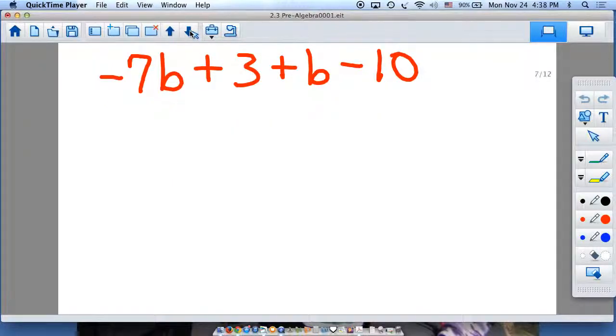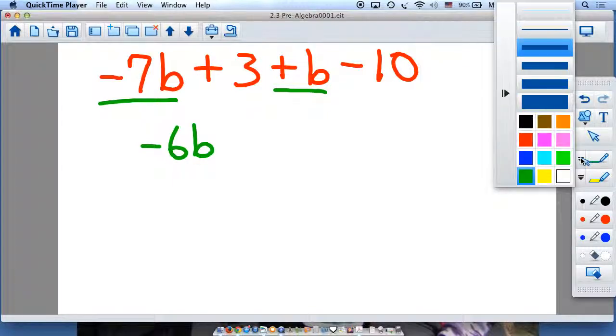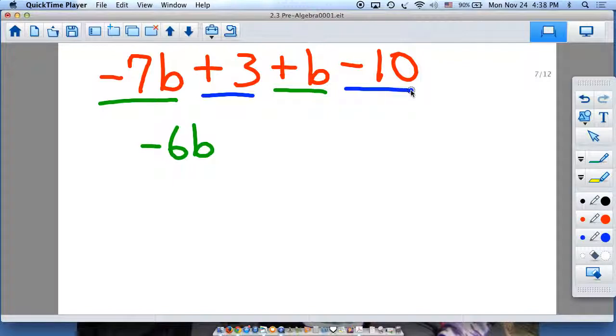Let's try this one. It gets a little harder when we get the negatives involved. But if we take our like terms of negative 7b plus b, so don't forget that's a 1b there, so negative 7b's plus 1b would be negative 6b. And then we have the constant terms of plus 3 minus 10. So positive 3 minus 10 would give us a negative 7. So our final answer would be negative 6b minus 7.